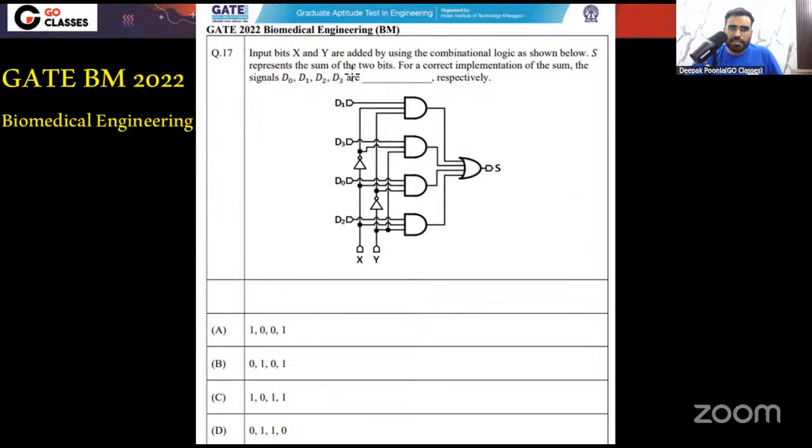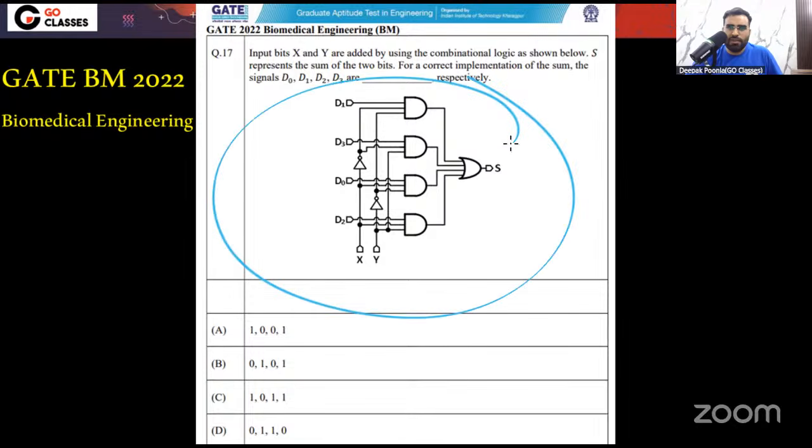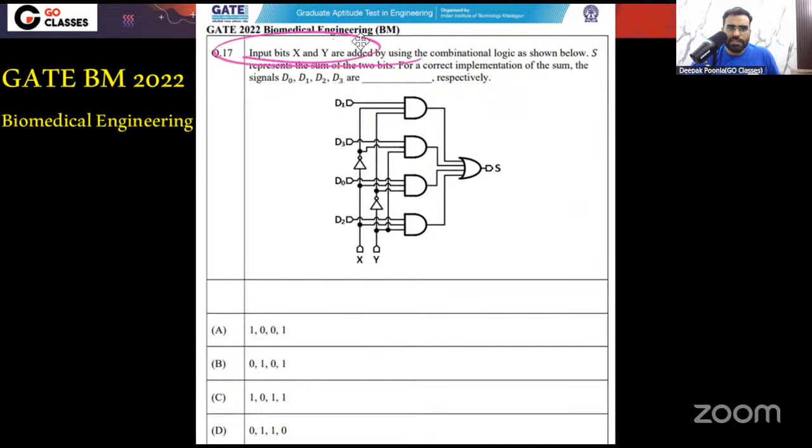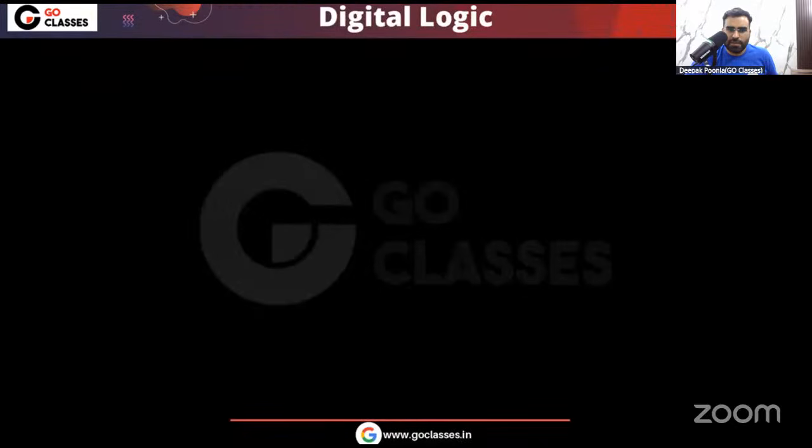S represents the sum of the two bits. For a correct implementation of the sum, the signals D0, D1, D2, D3, what will they be? Okay, so first you understand that we are doing the addition of two bits X and Y. Actually, this is basically a half adder. Yes or no? I told you that half adder is a combinational circuit which will do addition of two bits.